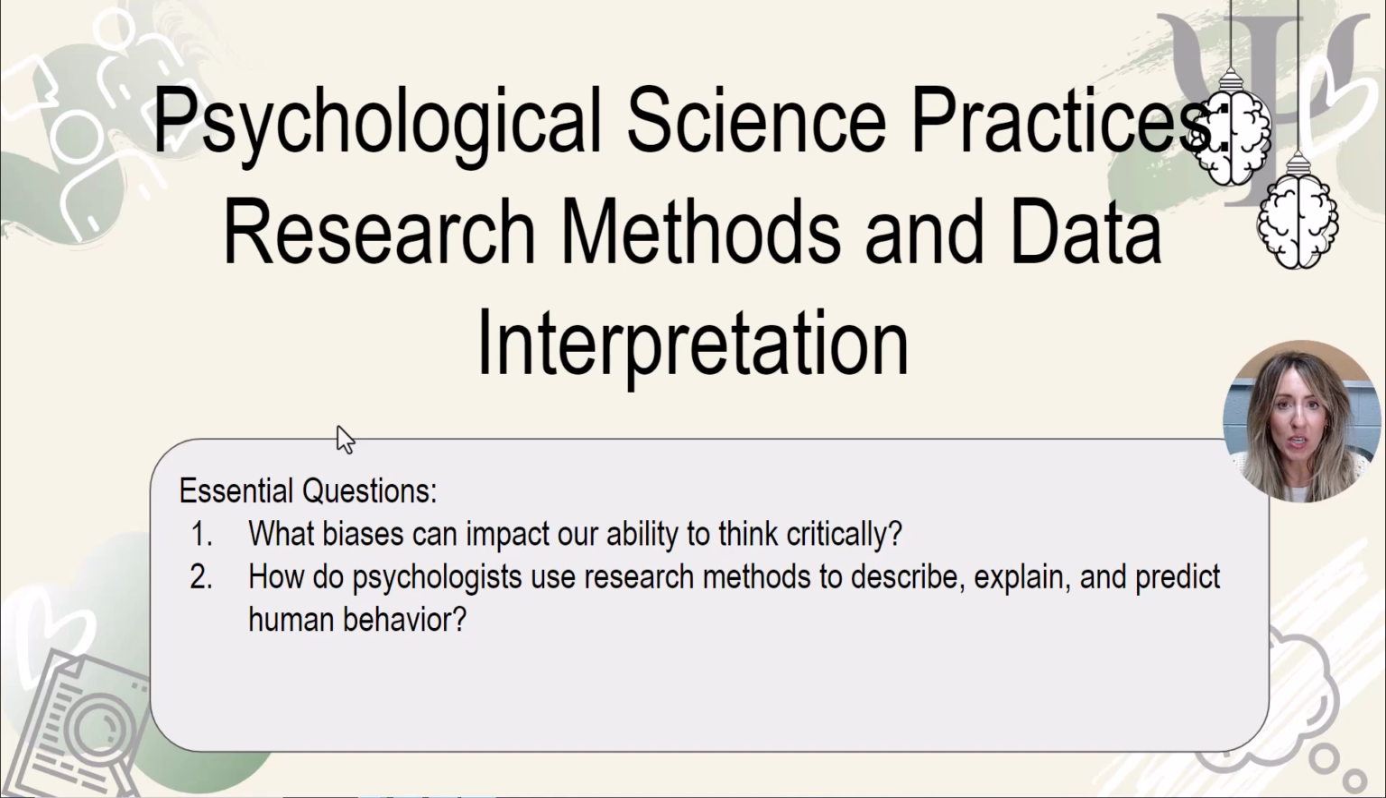Today we are going to be starting our discussion about the psychological science practices, so really focusing on research methods and data interpretation. Today our central questions are: what biases impact our ability to think critically? When we're talking about humans, it's really important that we are critically thinking about the information that we're getting. And the second question is, how do psychologists use the research methods to describe, explain, and predict human behavior?